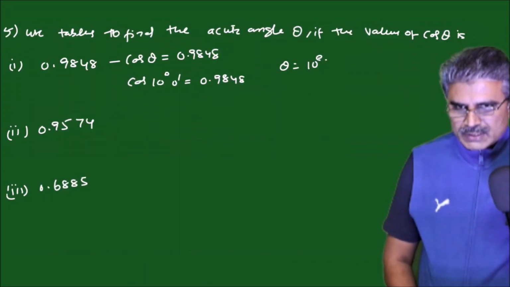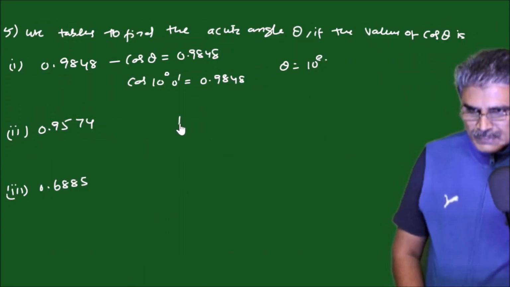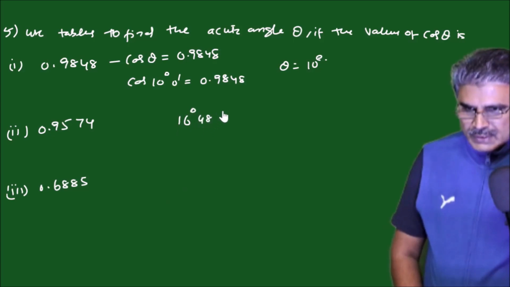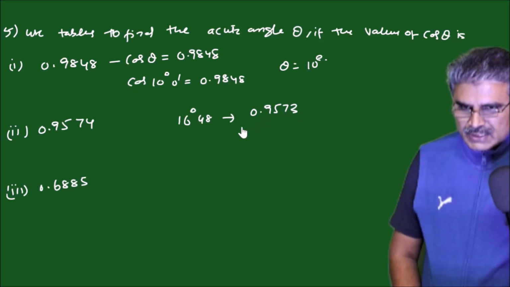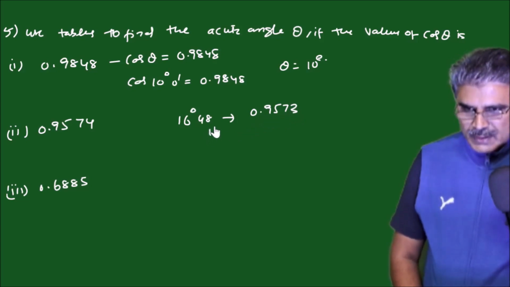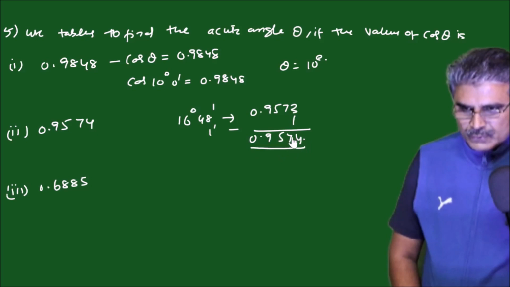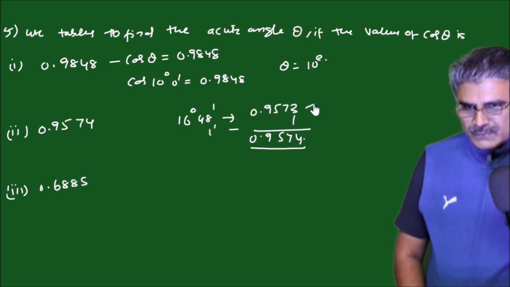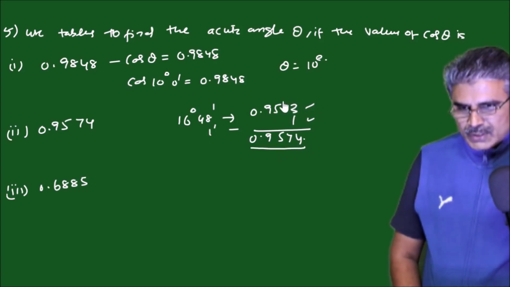For 16 degrees 48 minutes you are getting a value of 0.9573, and for that 1 minute you have a mean difference of 1, so total 0.9574. So 0.9574 is split into 0.9573 and 1.